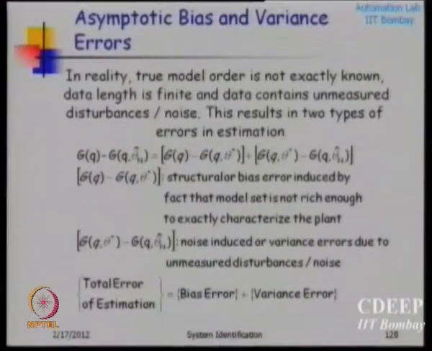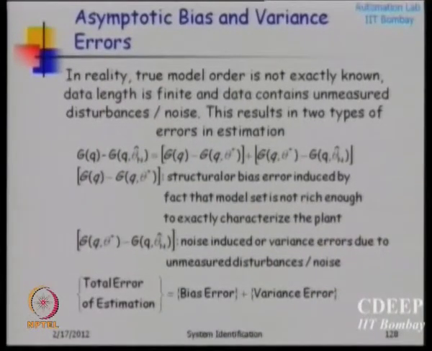One error: the plant is perfectly linear, I got data, but I do not know what is the order of the plant. So I chose some guess, you know, second order transfer function, third order transfer function, fourth order transfer function. This is my guess, and ultimately I am going to use some criteria like the Akaike information criterion and make a call on which model is good. So I do not know what is the truth.